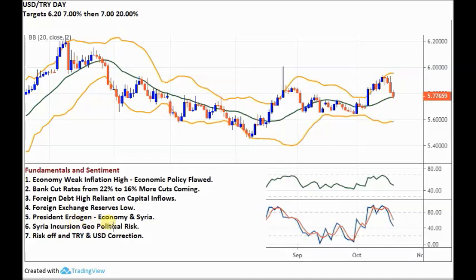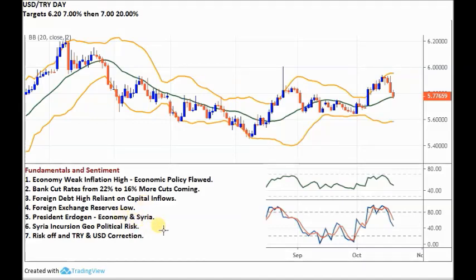He's very autocratic. He wants to meddle in the economy and influence the central bank. He calls interest rates the mother of all evils, and he wants them down. Well, it's okay to cut interest rates, but you can't do it too aggressively because obviously you've got inflation high. But that's what he wants.